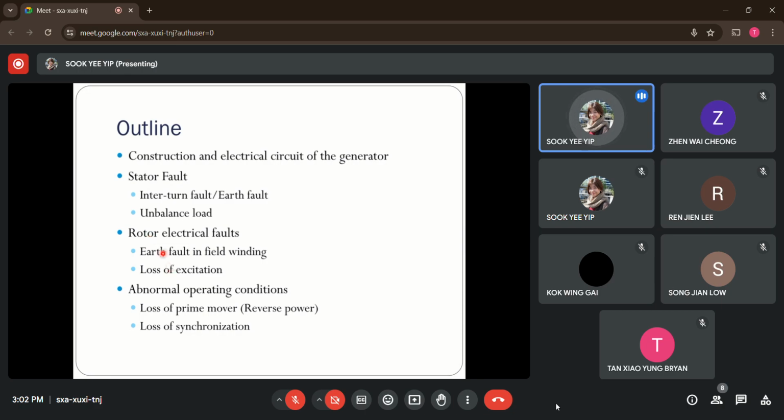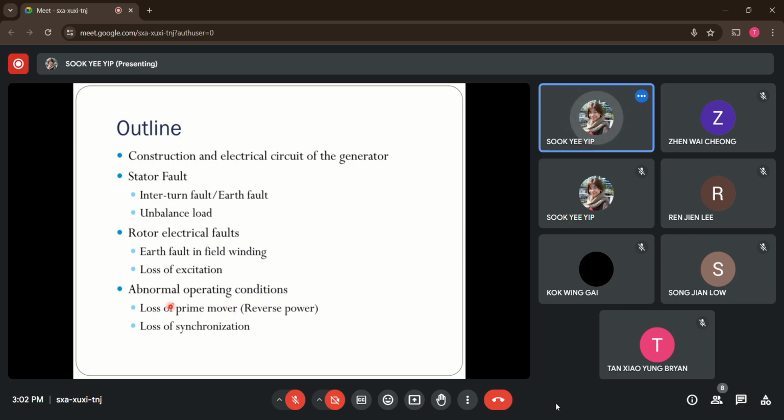You can see problems like winding insulation failure, so short circuit to ground. So we have earth fault in the field winding. And then we can see loss of excitation as well. We'll see what causes these problems and how to prevent them from occurring in our generators. And lastly, we also talk about the abnormal operating conditions that could happen at the power plants, such as loss of prime mover.